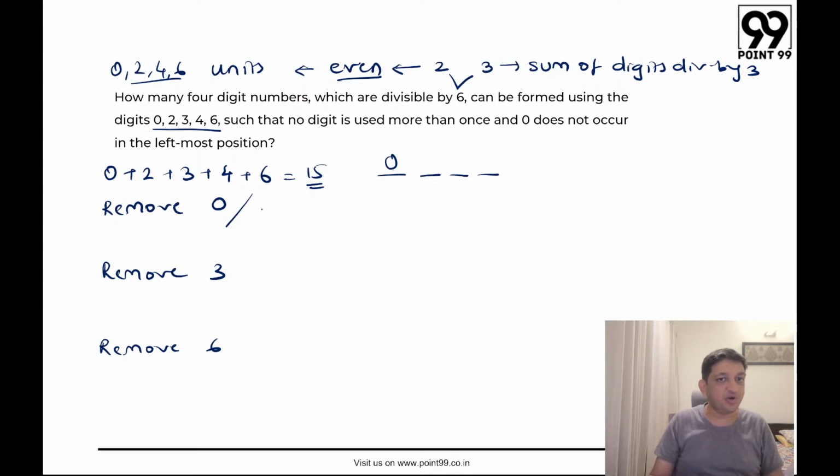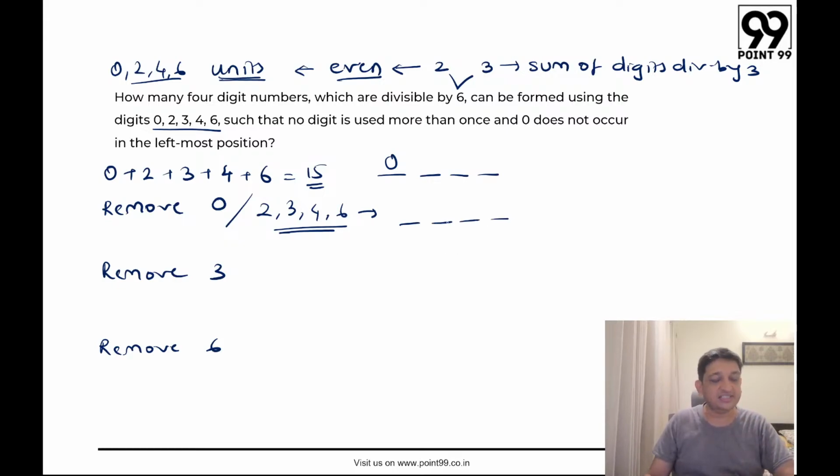Now let's think about this. If I remove a 0, what all digits are left? 2, 3, 4 and 6 are left. Now if 2, 3, 4, 6 are left, it doesn't really matter, the leftmost digit issue will not come because 0 is not there. So whatever rearrangements I have of these 4 digits, I am always going to get a 4-digit number. So my condition that I need to satisfy is that my units digit should be even. So out of these 4 digits that we have, my units digit is either 2 or 4 or 6, which basically means I can choose my units place digit in 3 ways.